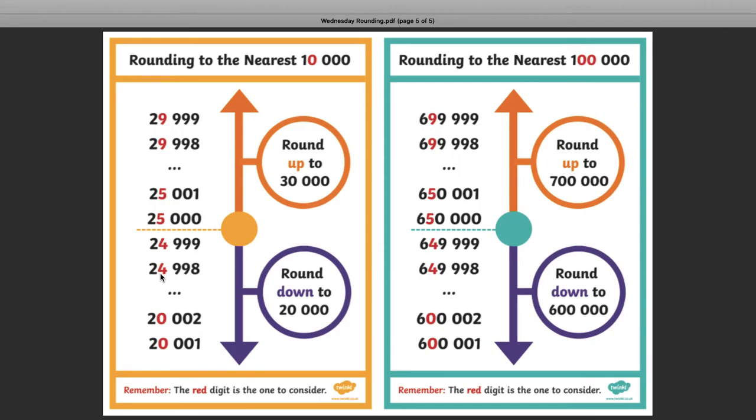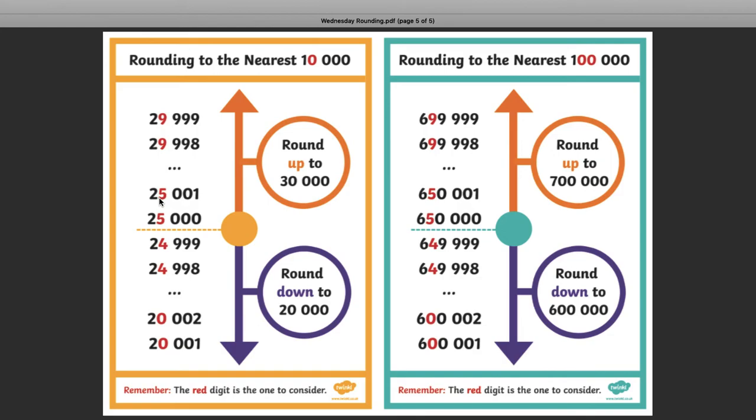So in this case, it's 24,000, and it's the 4 here, so we're rounding down. Okay, so 24,998 becomes 20,000. But if it's up here, like this one, 25,001, because it's got the 5 in the thousands column, we're going up. We're going up to 30,000.